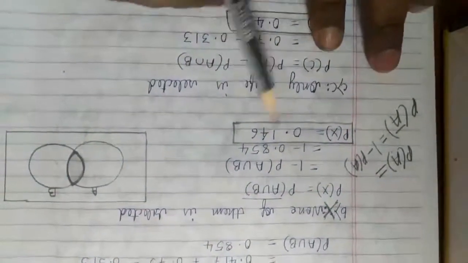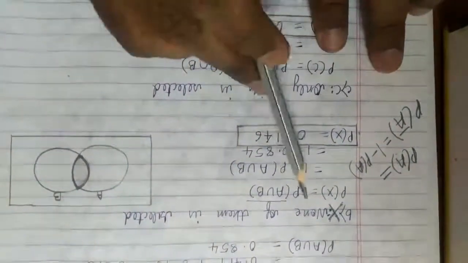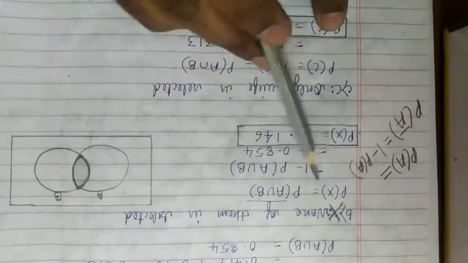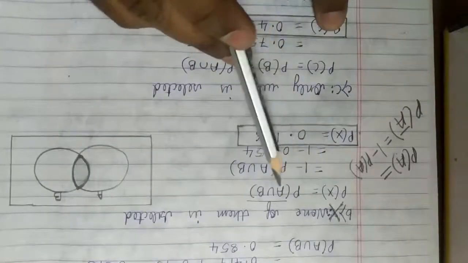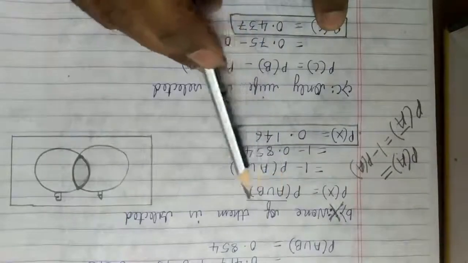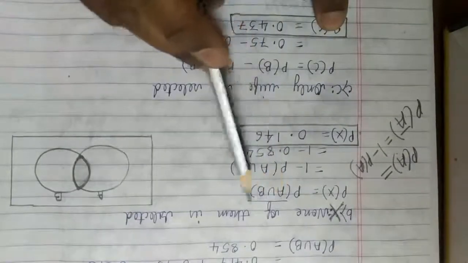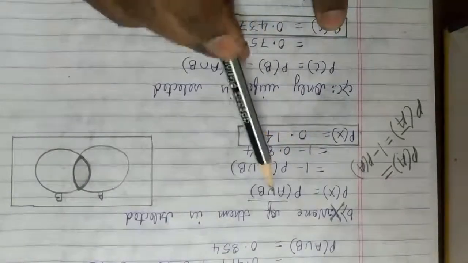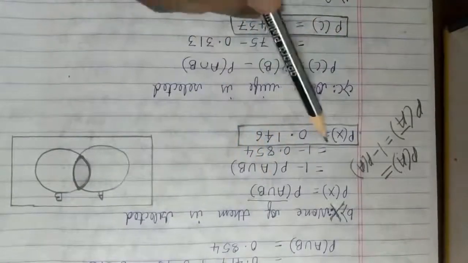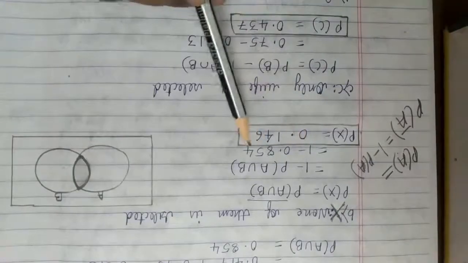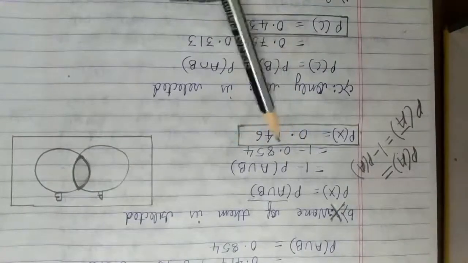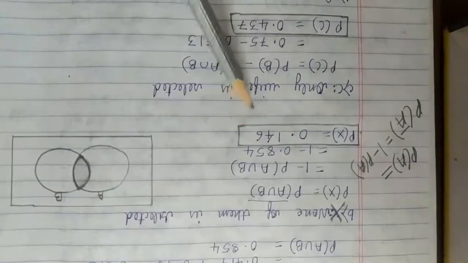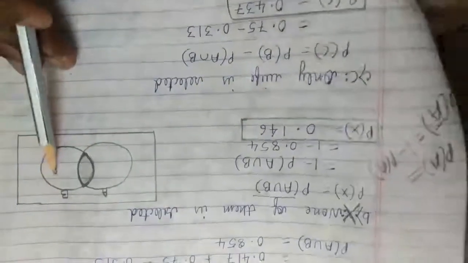Now in this case, none of them is selected. So probability of X is nothing but probability of A union B not happening. Not happening is given by the bar, which is equal to 1 minus probability of A union B. So that is 1 minus 0.854, which is equal to 0.146. Fine. So here I will explain it with a diagram.